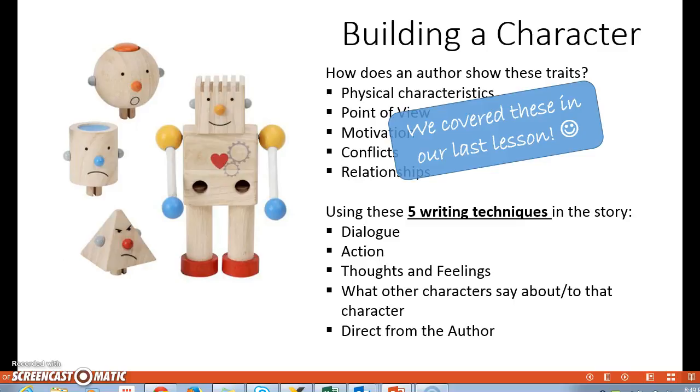4, what other characters say about or to that character. Maybe what's said when the character can't hear them might be really important. And lastly, directly from the author. Sometimes the author just comes right out and tells you exactly what to think about that character. And that is a writing technique. It's not very subtle, but sometimes it does the trick.